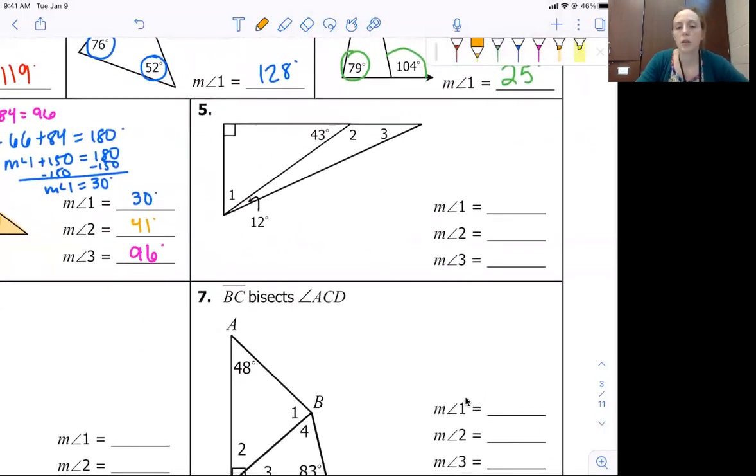How about you pause the video right now and see if you can solve number 5. See what you can do to get those measures there. Go ahead and pause the video.